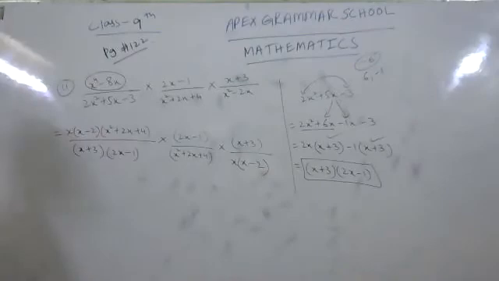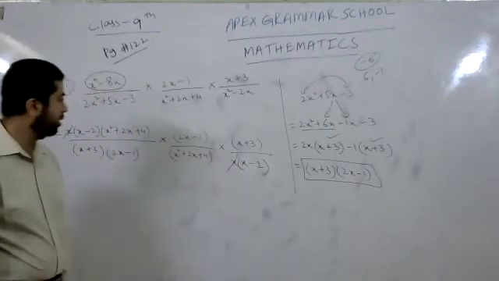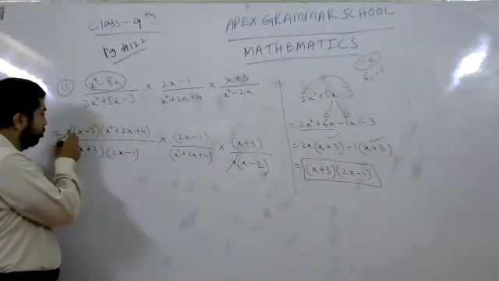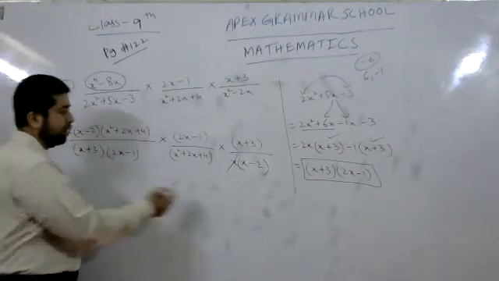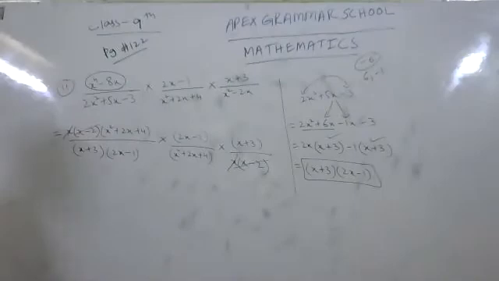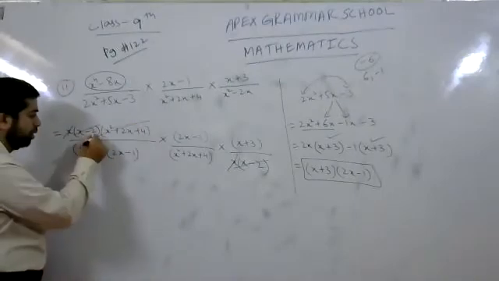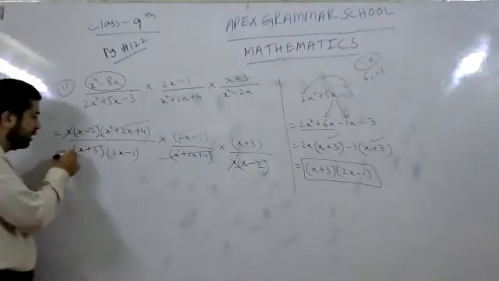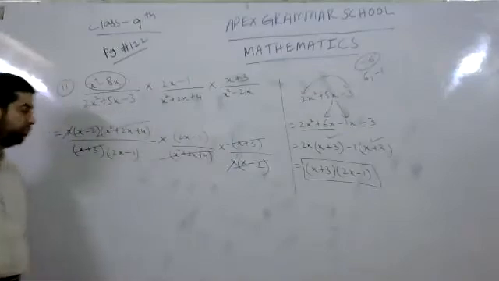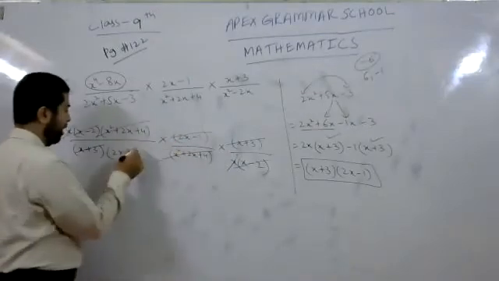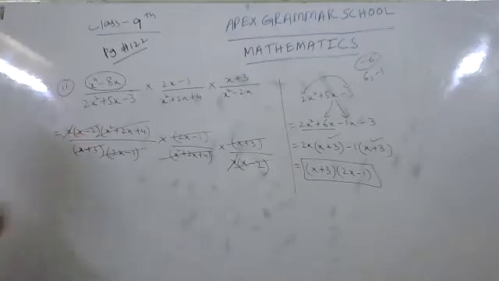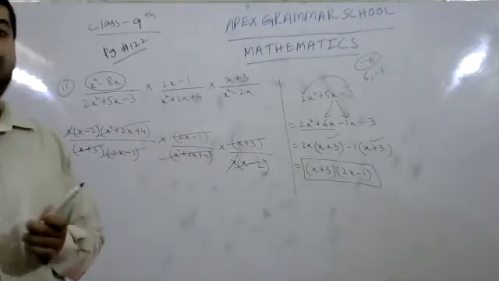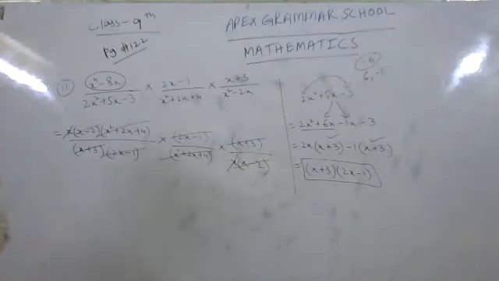Now we need to do cancellation. You can see that this x can cancel this x. This x minus 2 will cancel this x minus 2. This x square plus 2x plus 4 can completely cancel this x square plus 2x plus 4. This x plus 3 can cancel this x plus 3. This 2x minus 1 will cancel this 2x minus 1. All the things are cancelled, within numerator and denominator, in multiply and divide form. So all the things are cancelled.